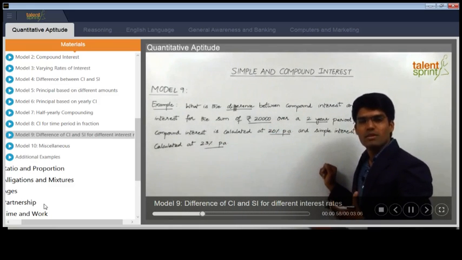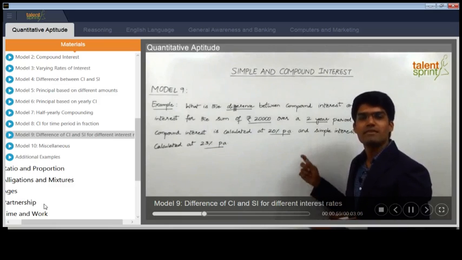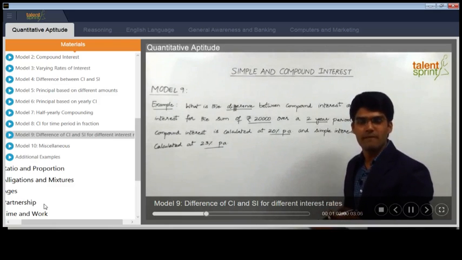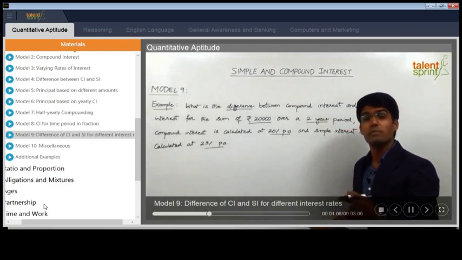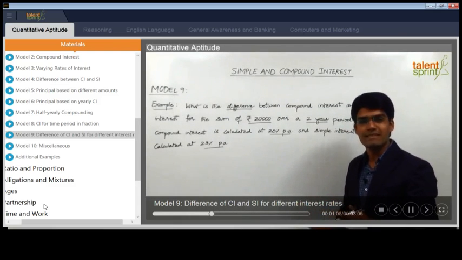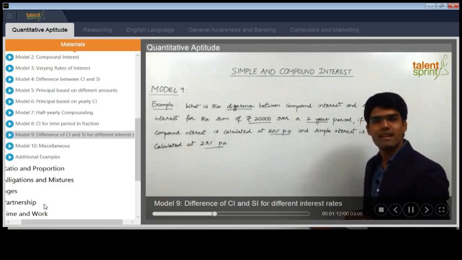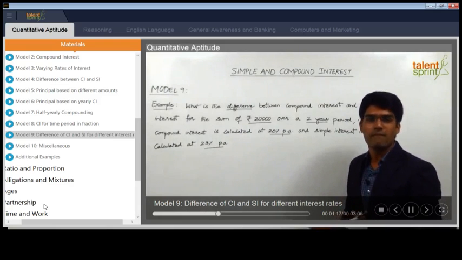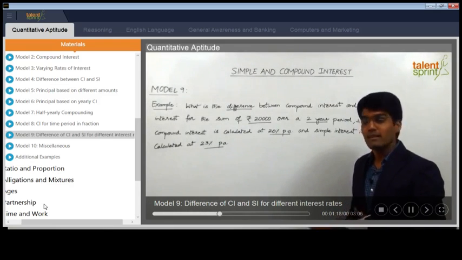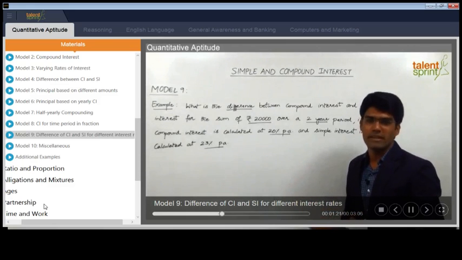Now to solve this question, we cannot use the formula that we have discussed for difference between SI and CI. Why? Because those formulae that we have discussed in one of the earlier models are applicable only when the rate of interest is same for both CI as well as SI. As the rates of interest here are different, we need to calculate both CI and SI separately and then find out the required answer. But then doing the calculation is not a very lengthy procedure.